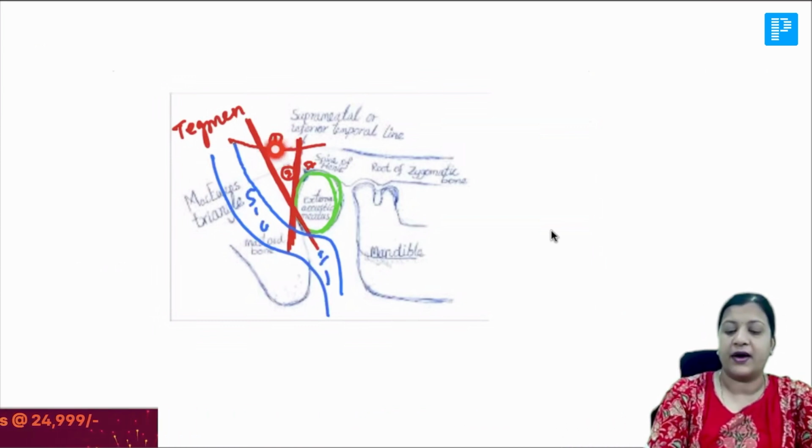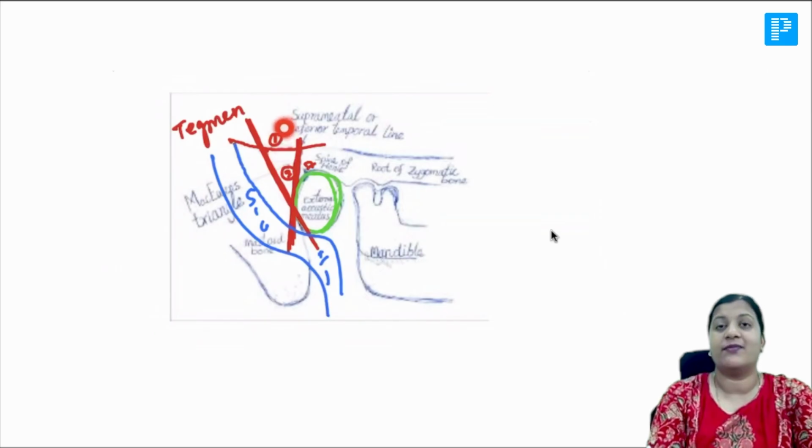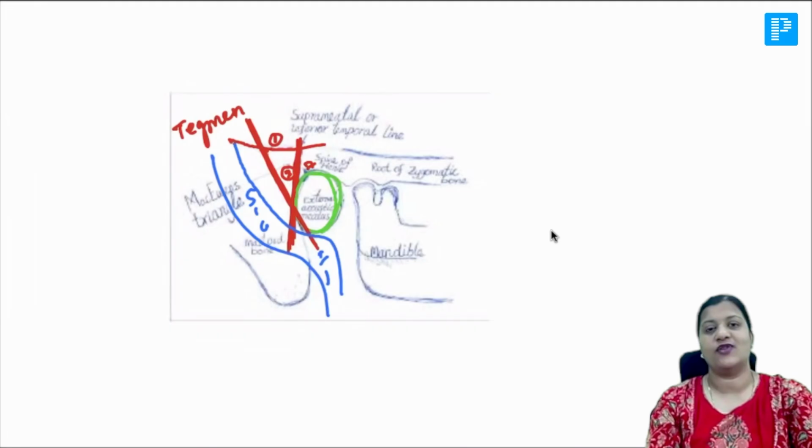So we don't drill above this line, as we may go into the middle cranial fossa. We don't drill posterior to the tangential line, as this might damage the sigmoid. And you don't go over the line across the posterior wall of the external auditory canal, as it may damage your facial nerve.